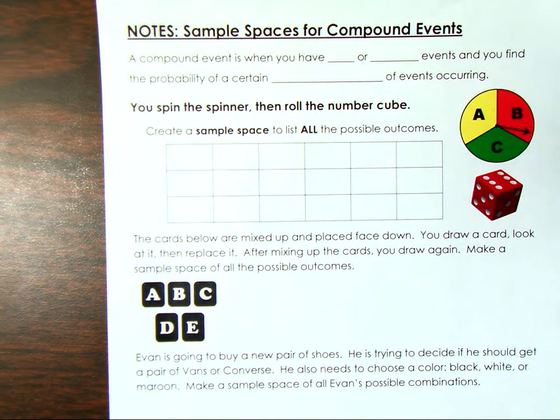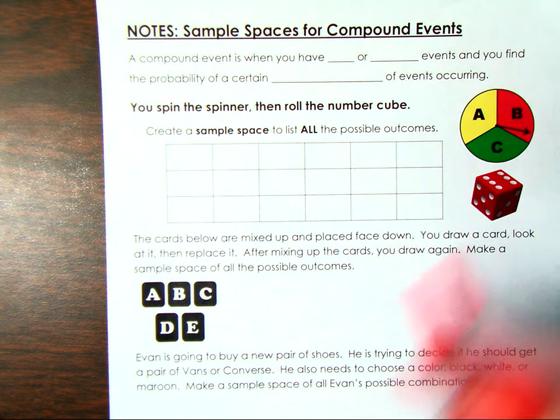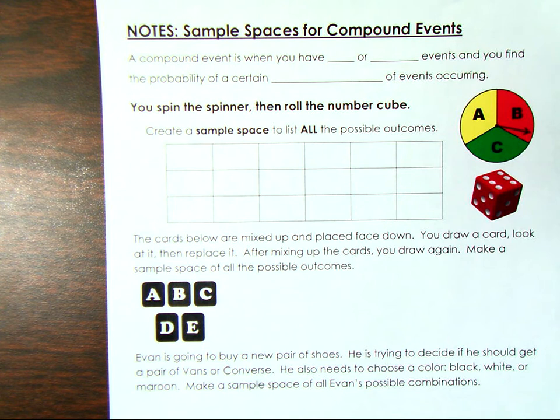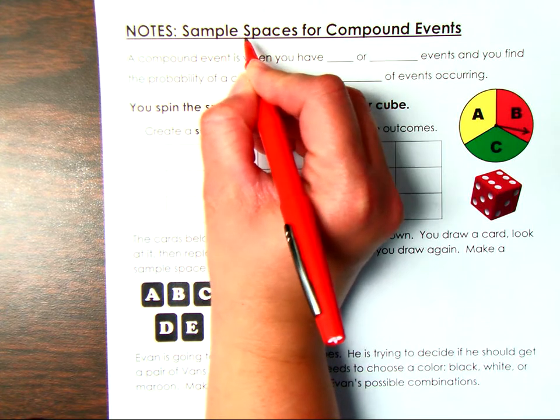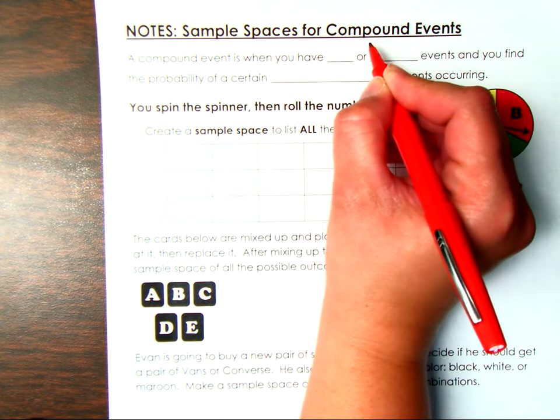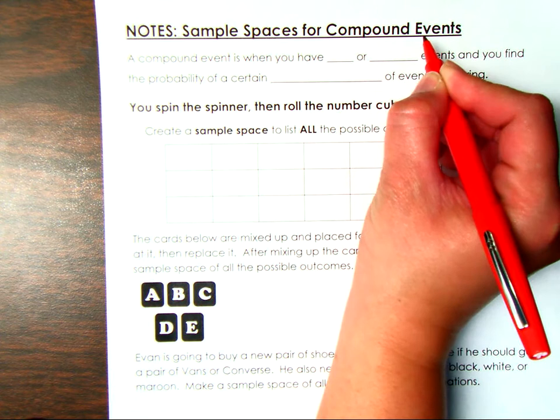All right, today we are going to continue our probability unit, and we're going to talk more specifically about what we call sample spaces. Sample spaces we've mentioned a little bit before, and a sample space is just where you're listing all of your possibilities. But now we have what's called compound events.